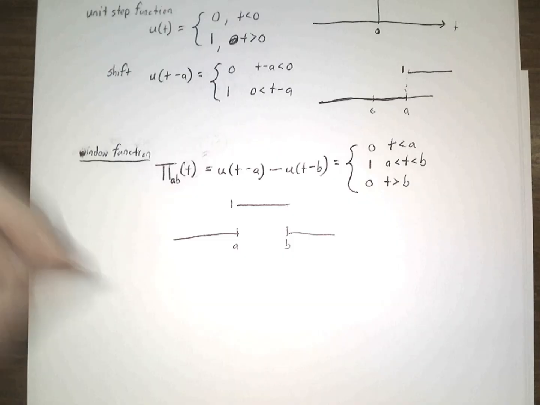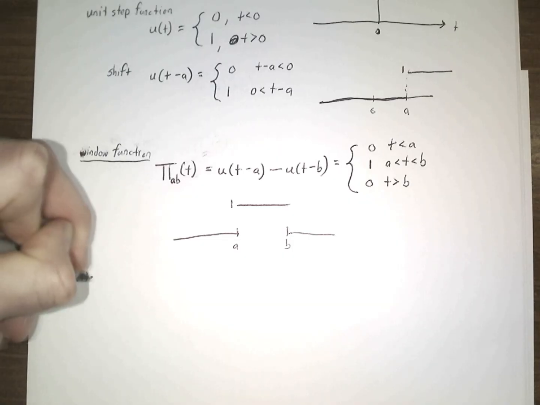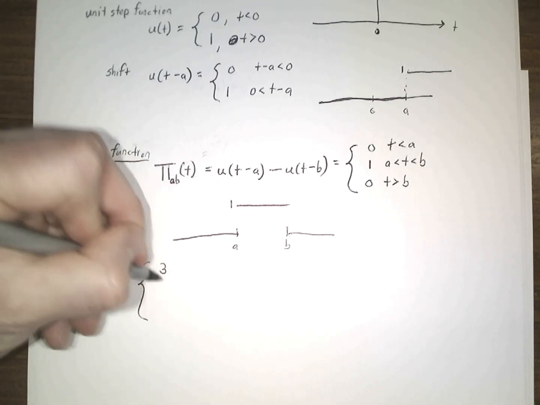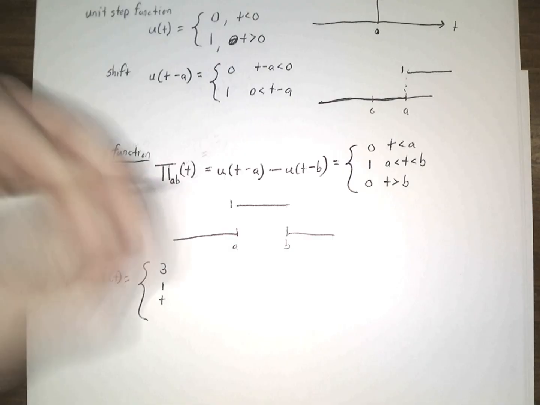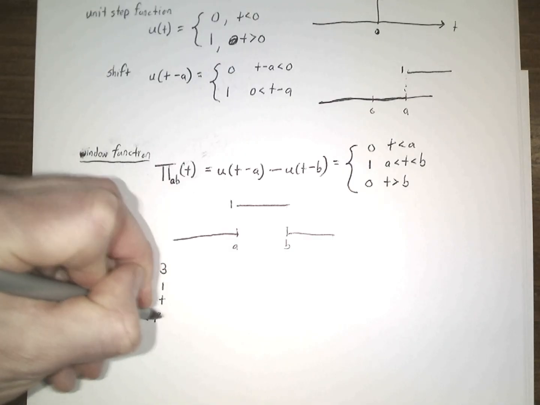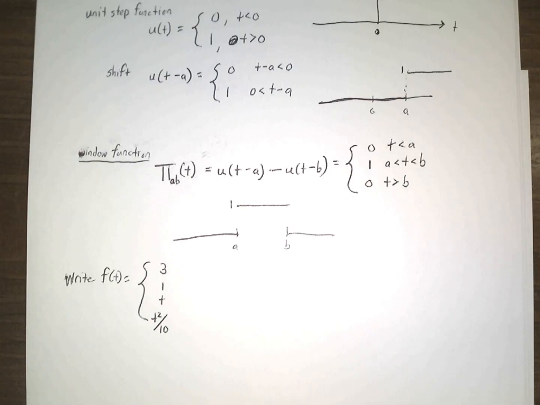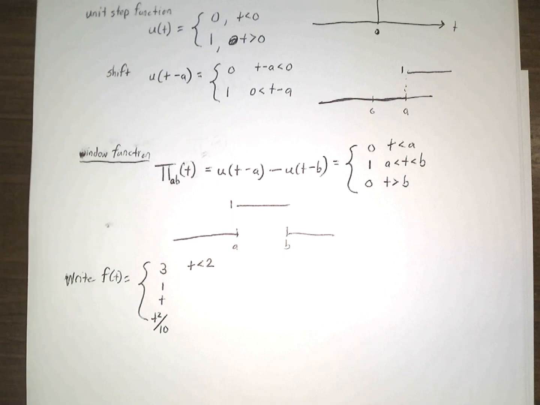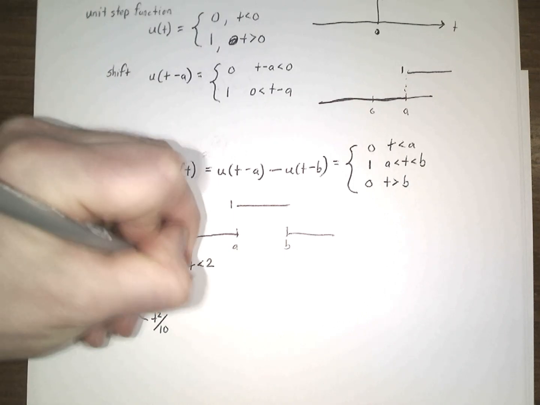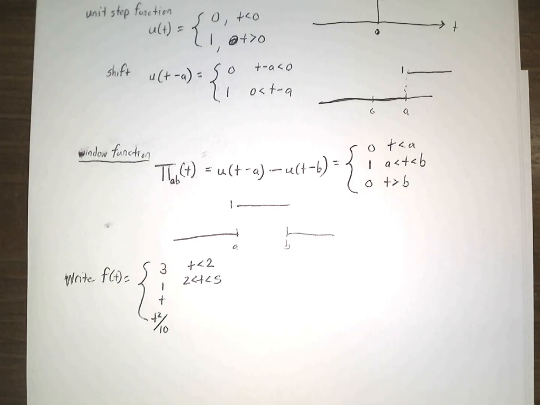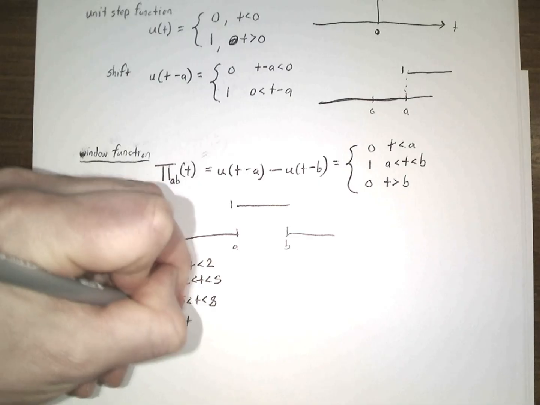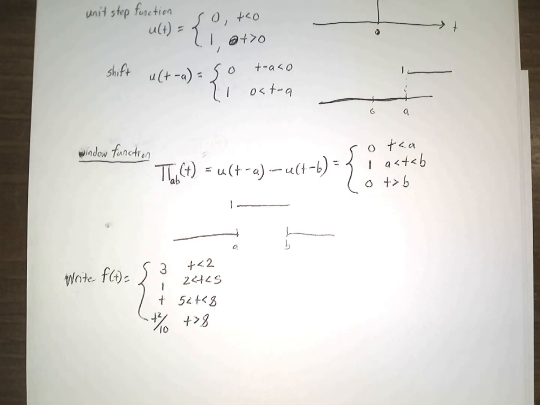So let's get a little example of how we might actually do this. Our goal is going to be to write the following function, f of t. We'll have it be equal to 3 for a little bit, 1 for a little bit, t for a little bit, and then let's go a little wild and have it be t squared over 10 for a little bit. So we're going to define: t is less than 2, it's 3. Between 2 and 5, it'll be equal to 1. Between 5 and 8, it'll be equal to t. And then when t is greater than 8, it'll be t squared over 10.